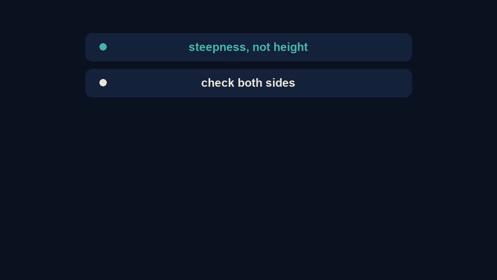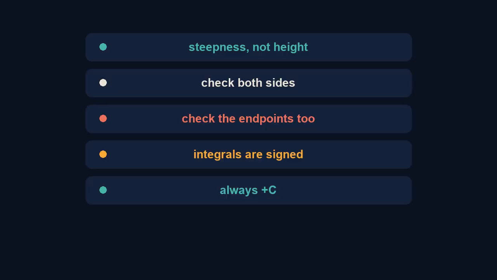So, derivatives are steepness, not height. A flat gradient proves nothing until you check both sides. On a closed interval, check the endpoints too. Integrals are signed, not just area. And never forget the plus c. That's over a third of your exam, right there. Now go put it to work.